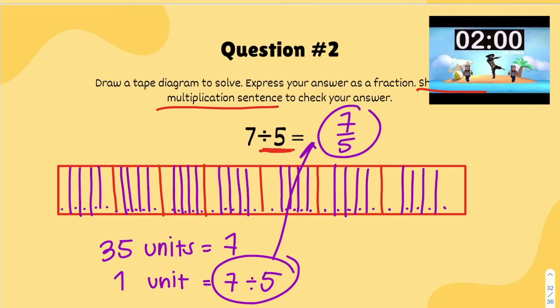And then go ahead and check it. I'm going to give you guys a minute to remember to check it. We're going to do 5 times 7/5.